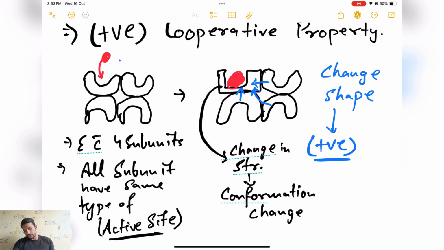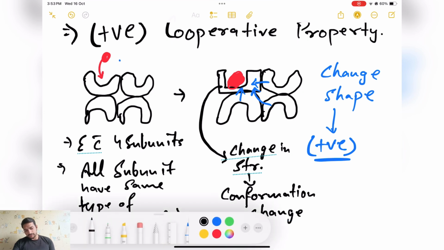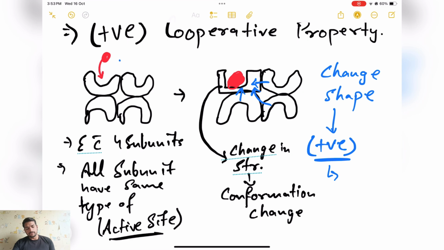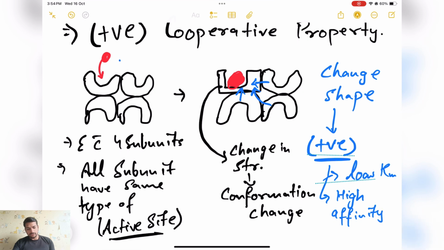Now we will talk about positive affinity. What is its effect? First of all, it has a low Km value and high affinity, because the other subunits want to change their shape, so the substrate can easily attach to them. So the affinity towards the substrate is high.